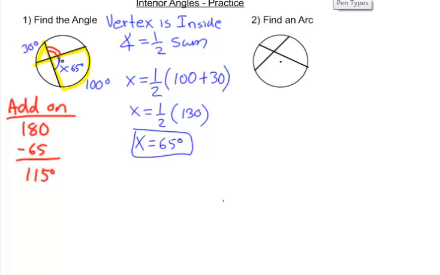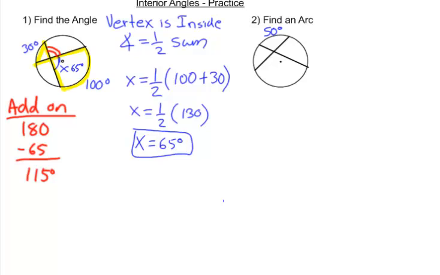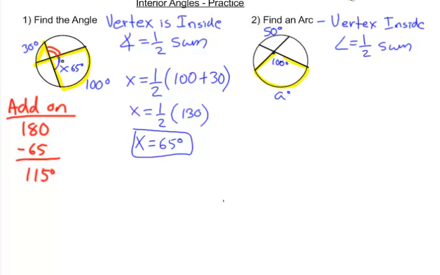Now, in example 2, we're going to look at a situation where we know the interior angle and we're trying to find the arc. In this case, this arc is 50 degrees. I know that this angle here is 100 degrees. And I'm trying to find this arc. Let's call that arc A. So in my thinking, what do I know? Well, I have a vertex inside. With that vertex inside, the angle is half the sum of the arcs. What are those arcs? I'm going to use my highlighter here and follow this out. Here's one arc. Here's another arc.